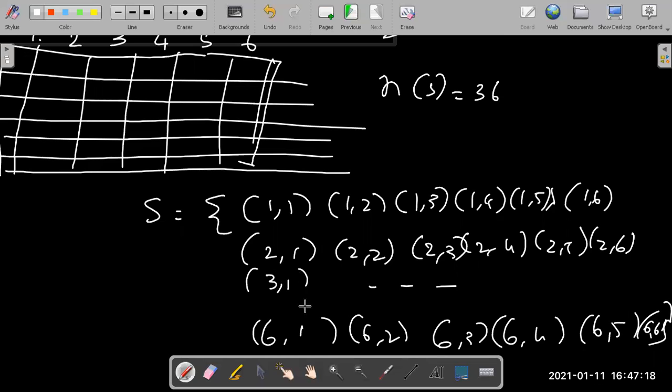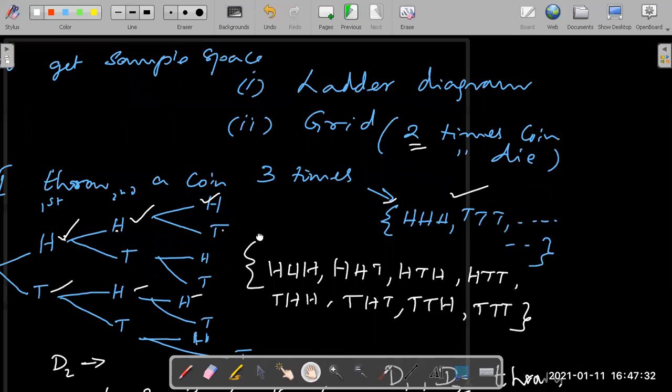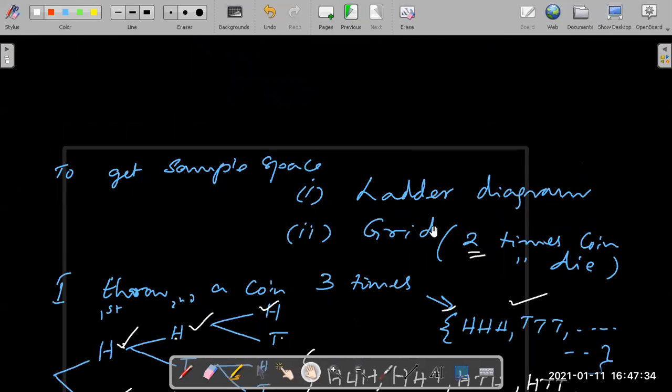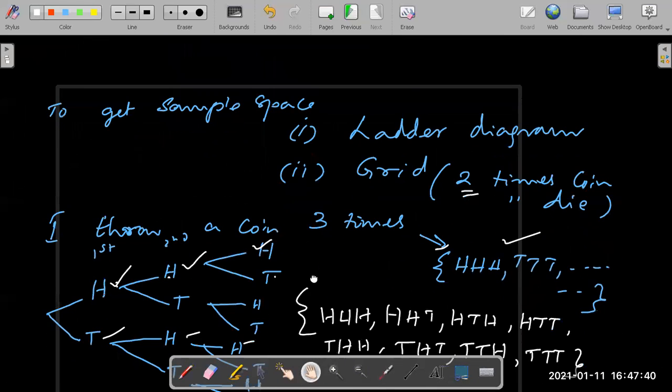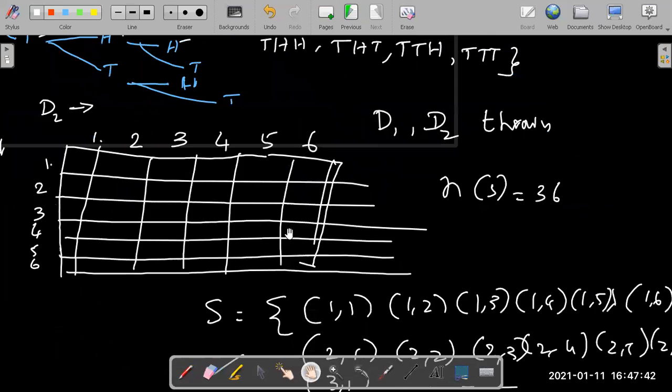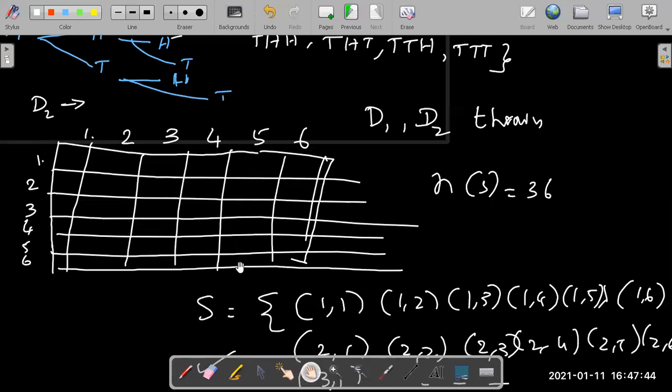So this is how you get a sample space. You may ask, should I write this or should I draw a diagram? That should be okay. Even if you draw the diagram, it is fine to have a sample space. So we have now talked about 2 ways of getting a sample space simplified. One is the ladder diagram, the other one is the grid method. These 2 diagrams are important for one reason.